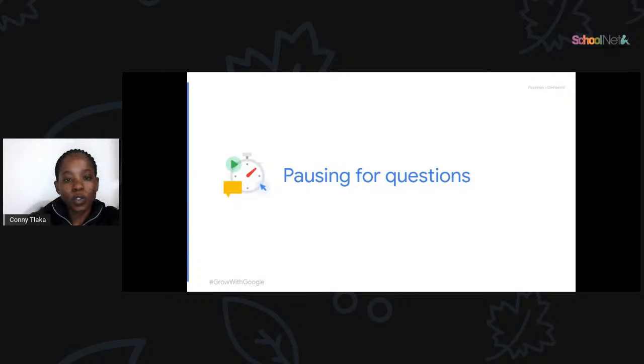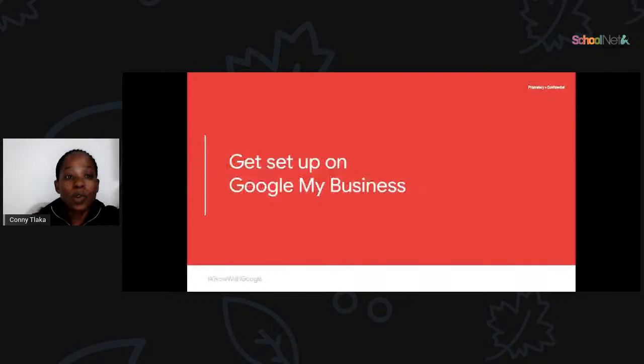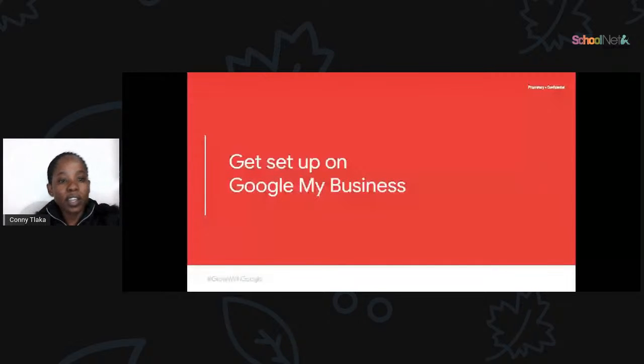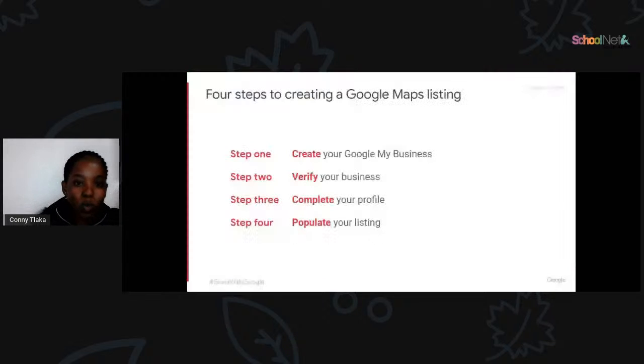So moving forward, we're going to learn about how to get set up on Google My Business. This is how you're going to get set up on My Business. You have four steps to create a Google Map listing. These are the four steps that we're going to use going forward.